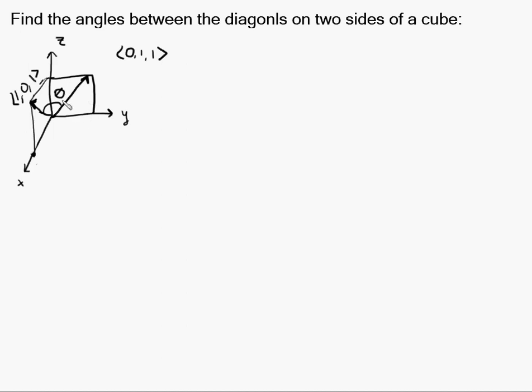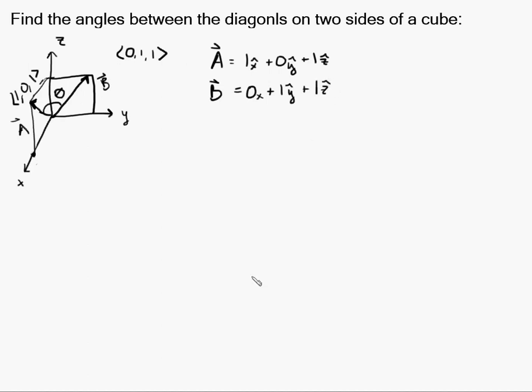Represented as vectors, this one, vector A, is equal to 1 x hat, 0 y hat, plus 1 z hat. And vector B, this is A and this is B, is equal to 0 x hat, 1 y hat, and 1 z hat.